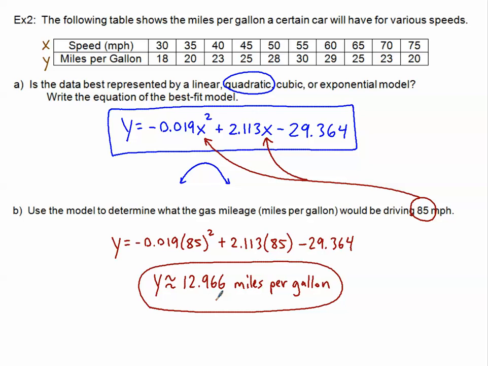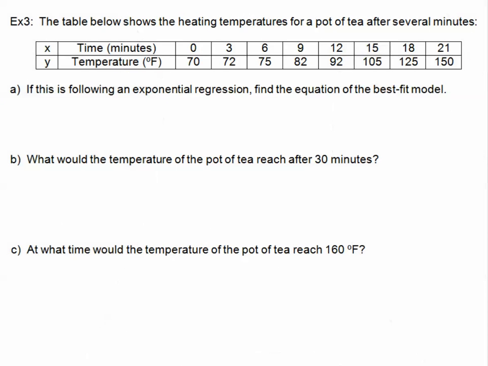Okay, let's look at our final problem. New set of data. It says the table below shows the heating temperatures for a pot of tea after several minutes. So after 0 minutes, actually you haven't even started heating the tea up. It's about room temperature, I guess, 70 degrees. And then after 3 minutes, 6 minutes, 9 minutes, and so on, you can see that you're heating it up and it's getting hotter and hotter.